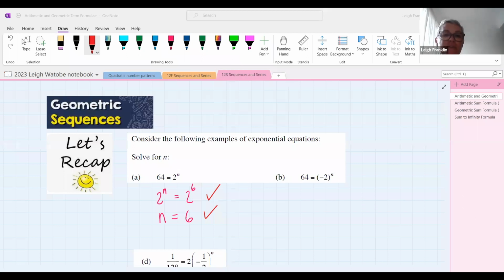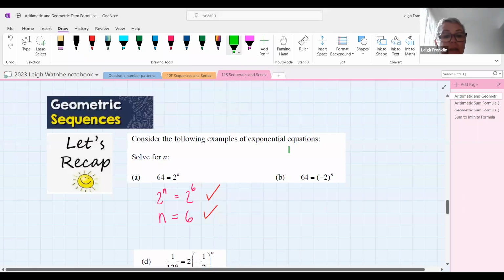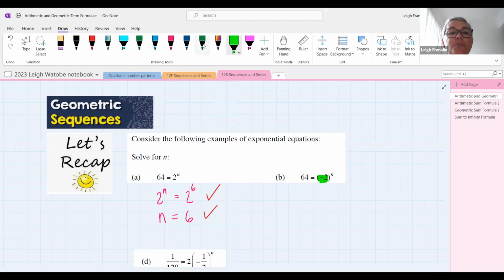Now, this is an interesting situation because we never really deal with negative bases until it comes to exponential or geometric number patterns in matric. So what if we had a situation like this where we had -2 to the n? We cannot make it into +2. So we've got to keep it as -2 to the n, and we've got to do the same thing on the other side. We've got to take it as -2 and raise it to the power of 6.